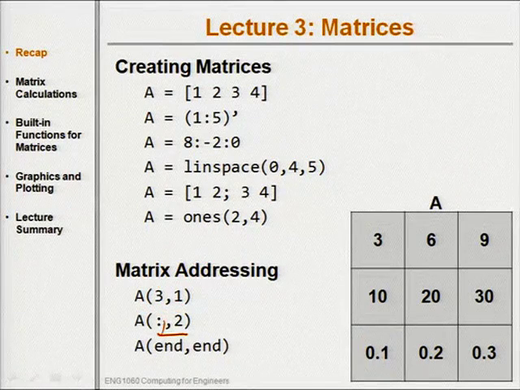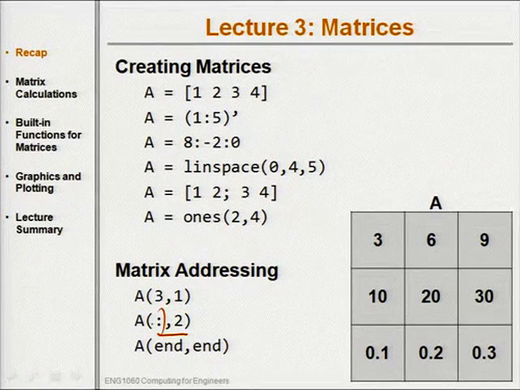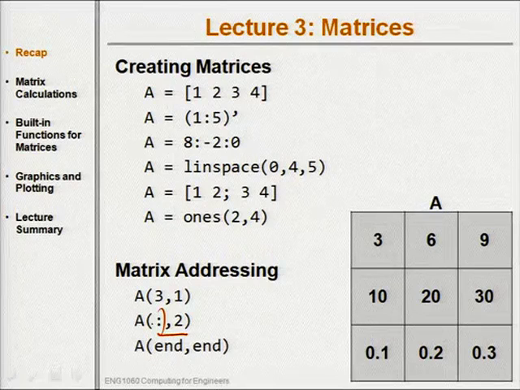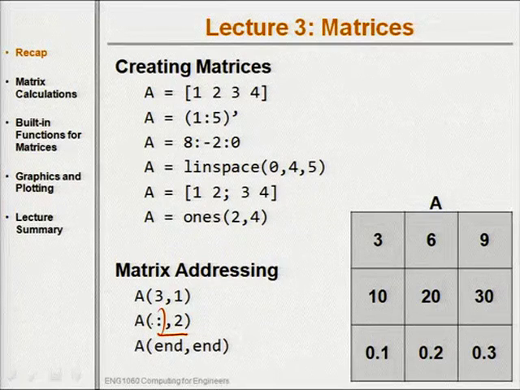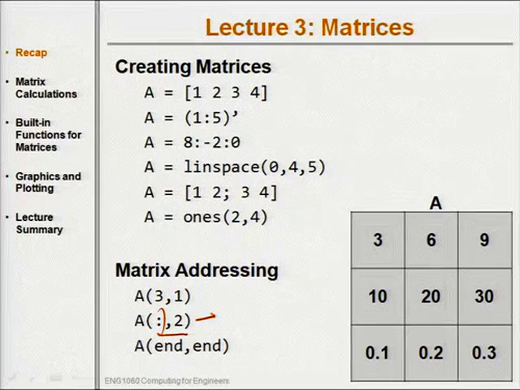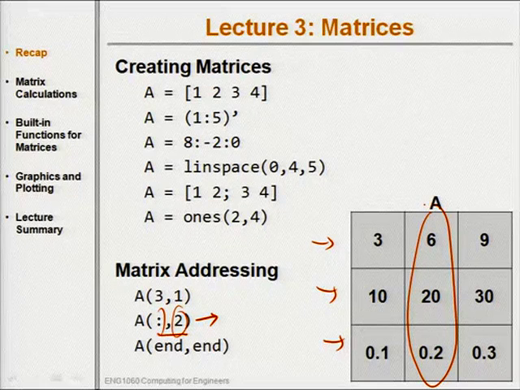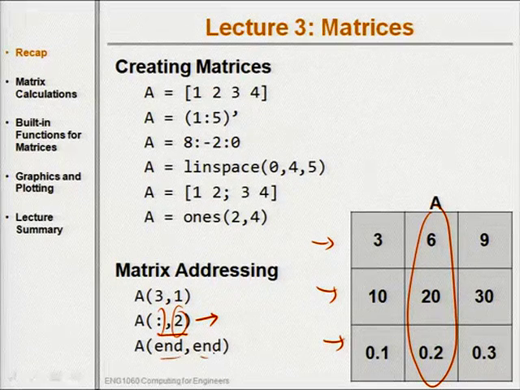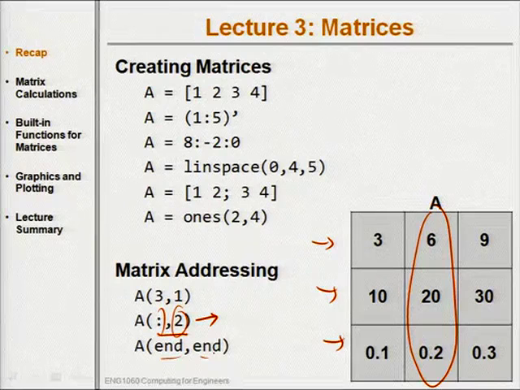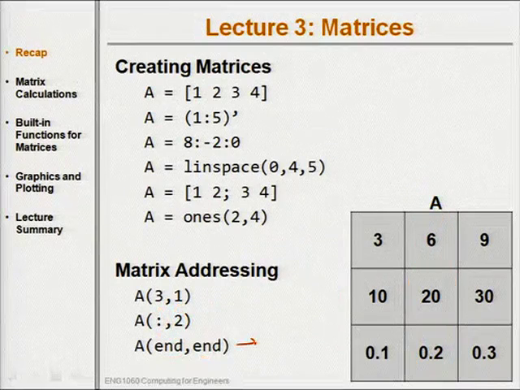The second line, when you use the colon notation in the section where you're supposed to input the row, what MATLAB will do is pick all the rows of that matrix. So in this case, the second line will pick all the rows, but only the second column. So it will pick those values. And end will be the last row and the last column. So you can use end if you want to get the last row or the last column. So the third one here will pick this value.